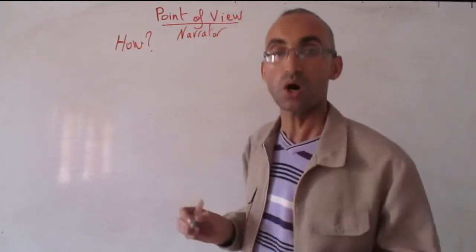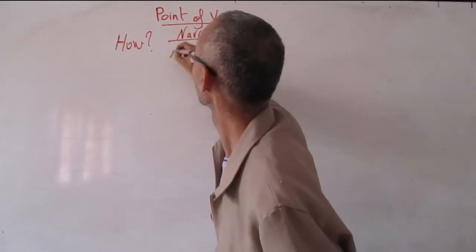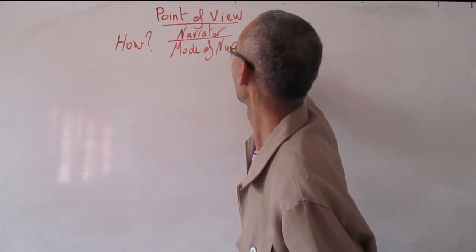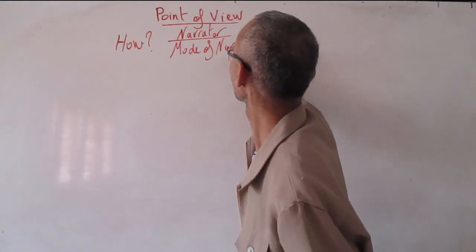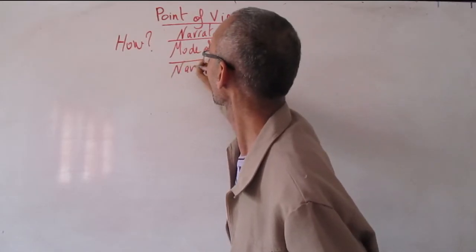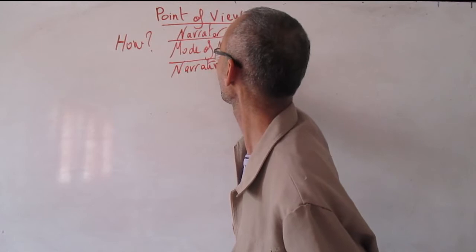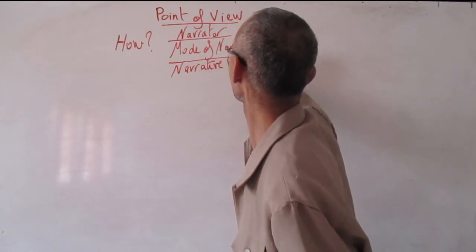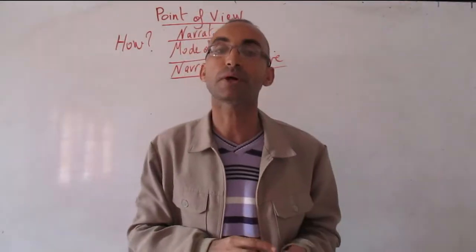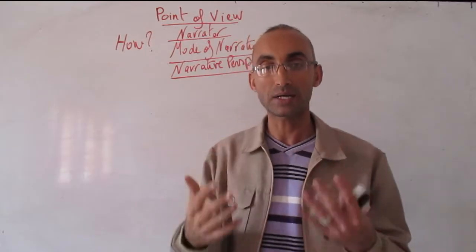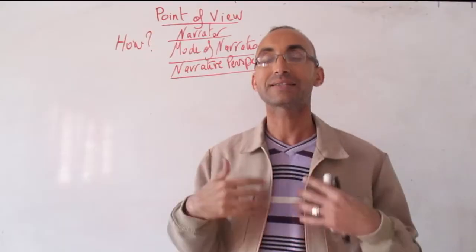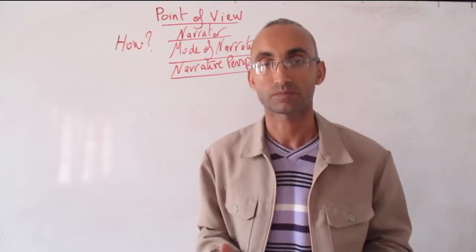narrator, or also mode of narration, or also what we call the narrative perspective. So all these terms in literature indicate one thing, which is the point of view. It means how the events and the actions in the story are narrated and are told and recounted.